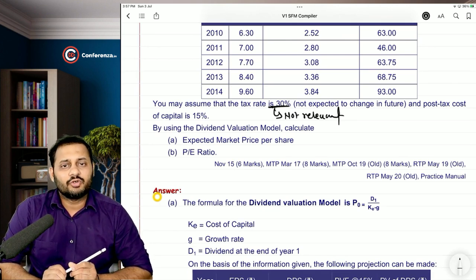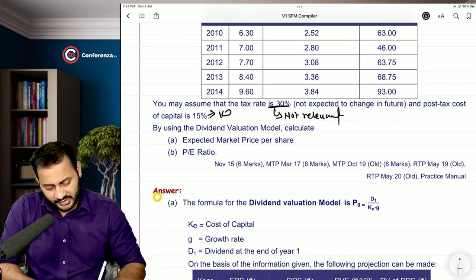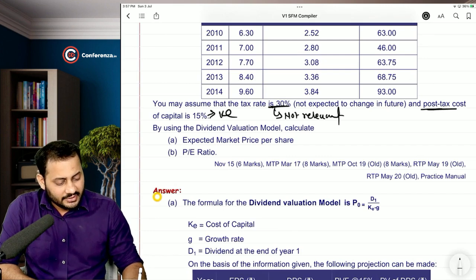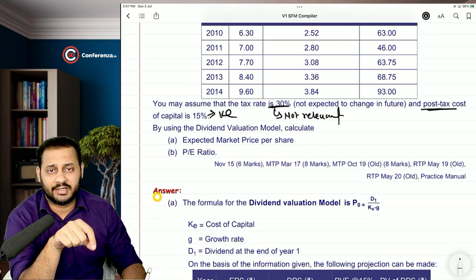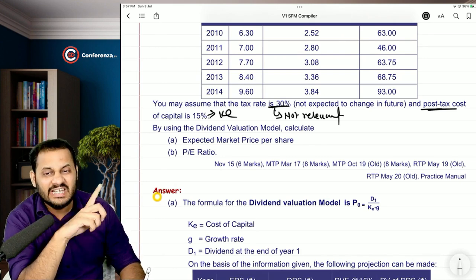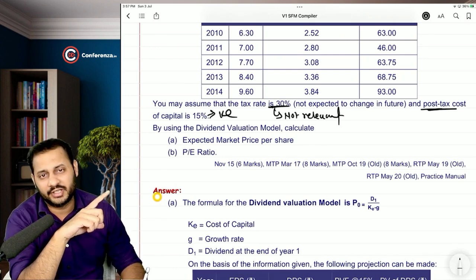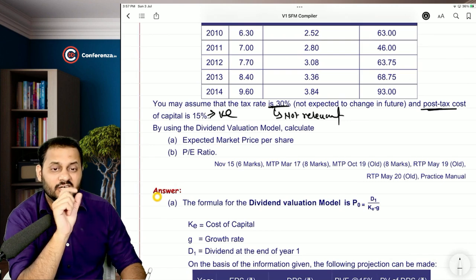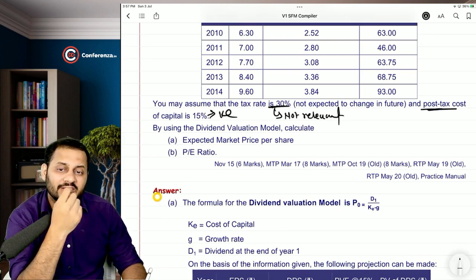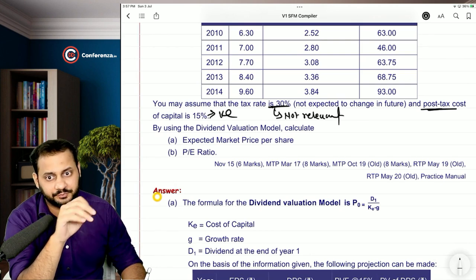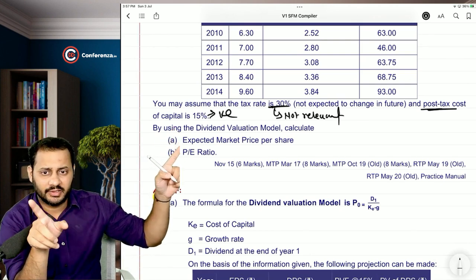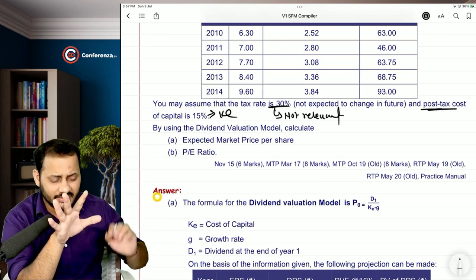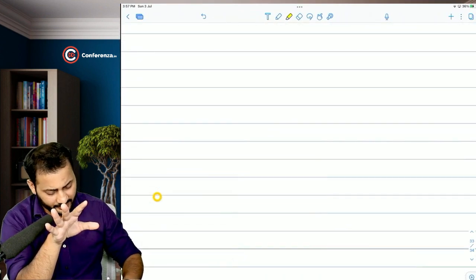And post-tax cost of capital is 15%. Unless otherwise given, all cost of capital is assumed to be post-tax. So there was no need for the word post-tax. Unless otherwise given, we always assume that it is post-tax. By using the dividend valuation model, first you have to calculate the market price and then the P/E ratio. Very easy.